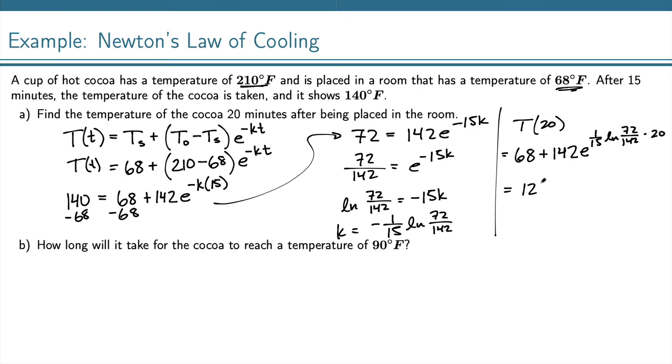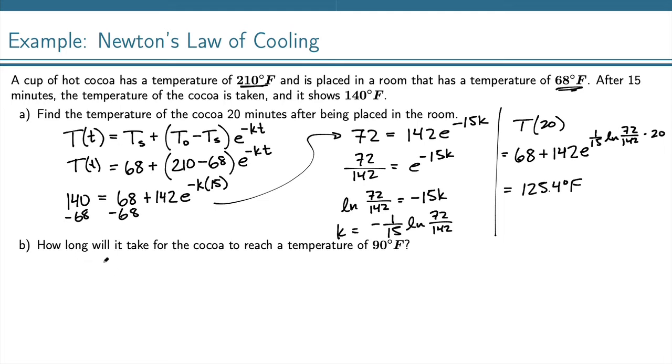So 125.4 degrees Fahrenheit. And you just want to ask yourself, does this answer make sense? In this problem, we knew that after 15 minutes, we'd gotten down to 140. So another 5 minutes, taking us down to 125.4. That makes sense.